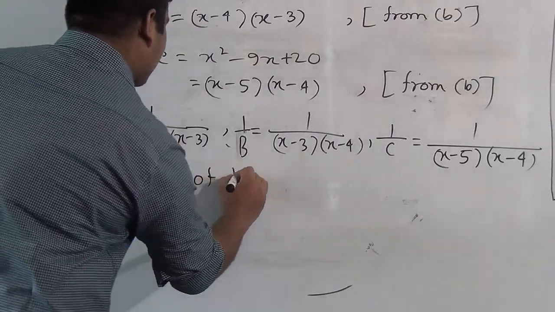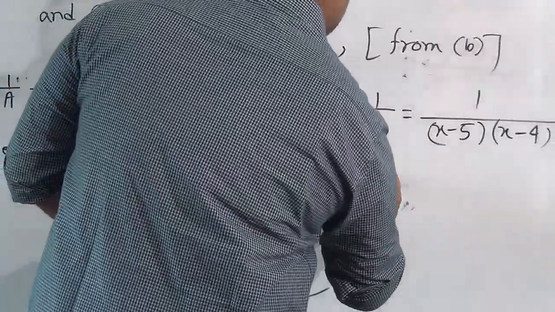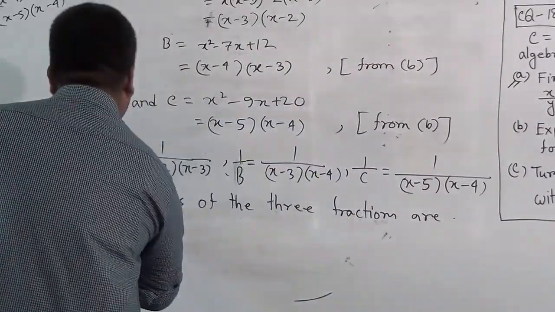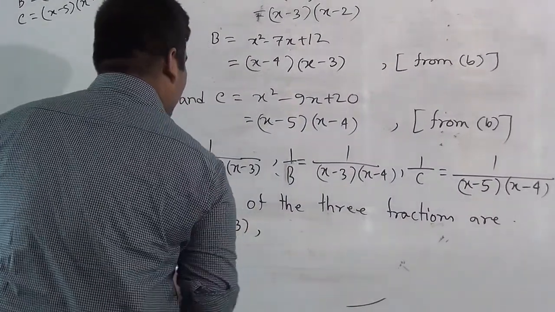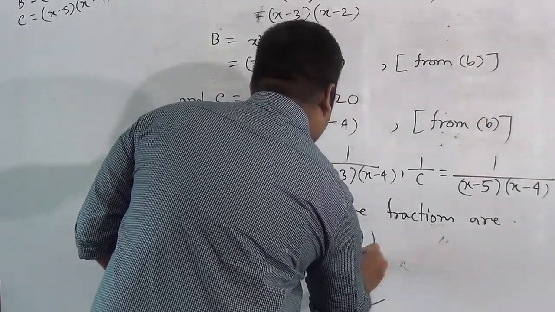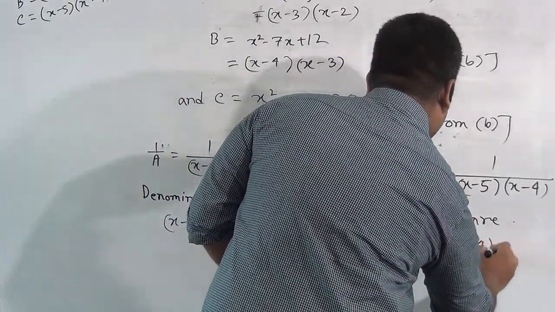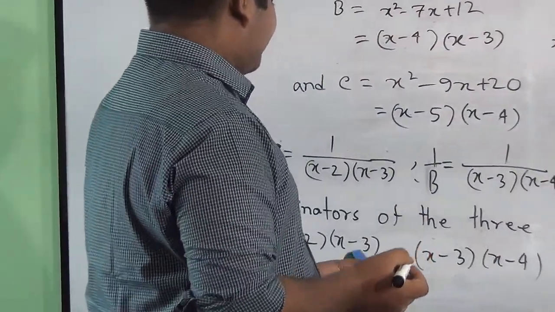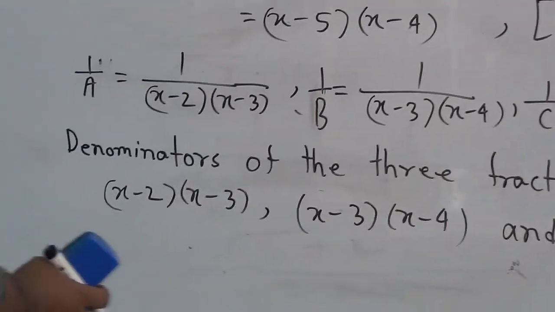The denominators of the 3 fractions are: x minus 2, x minus 3 is one denominator; x minus 3, x minus 4; and x minus 4, x minus 5. Okay, so the denominators are here. Now we find out the LCM.